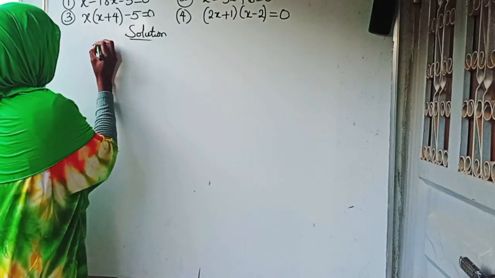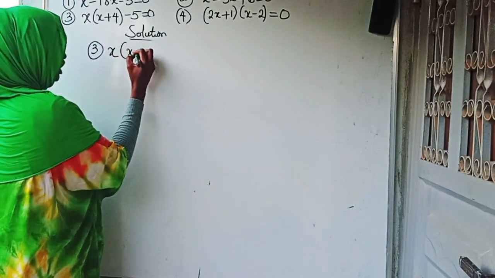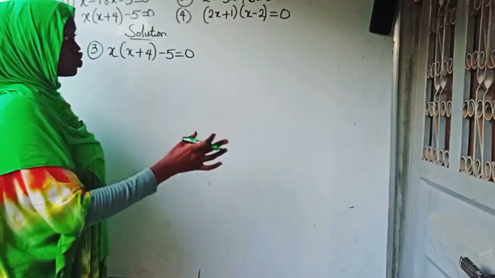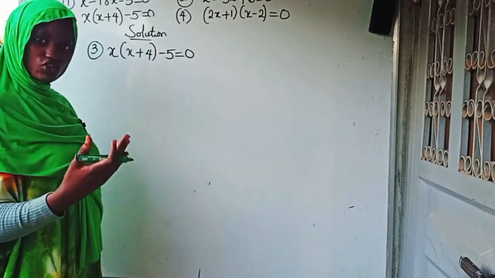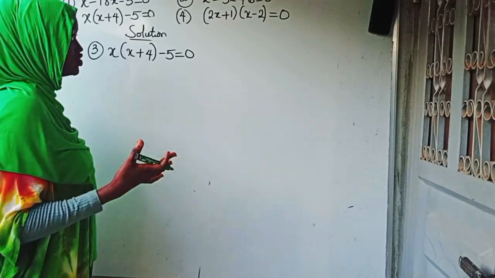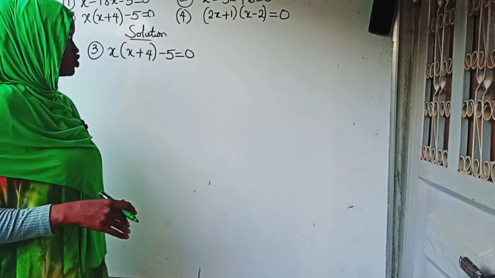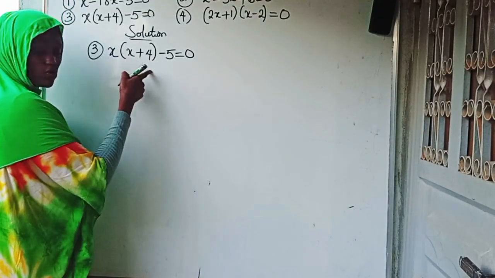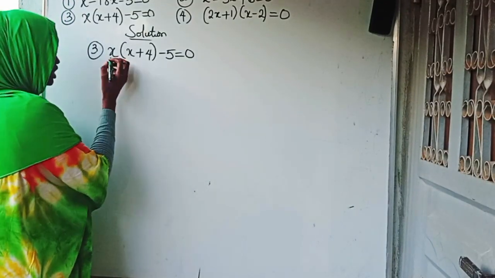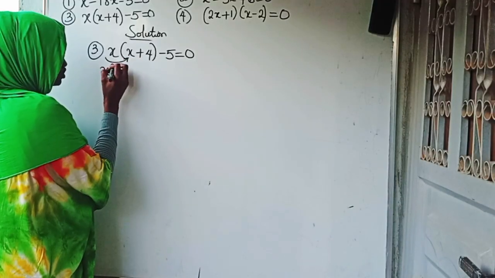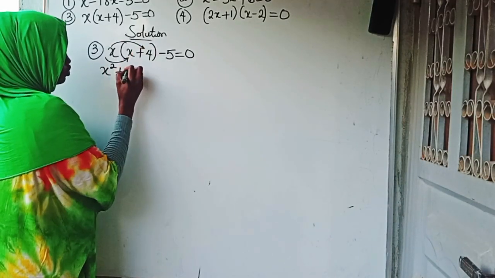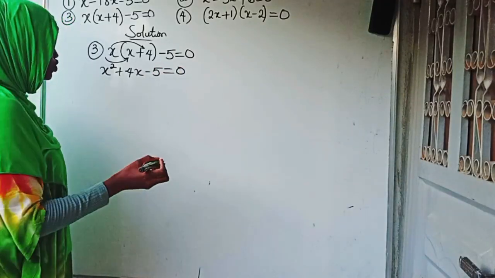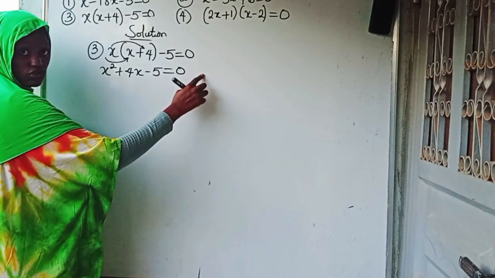The third one says we have x(x + 4) - 5 = 0. I decided to solve these four questions because these are some of the questions that you will likely find under the completing the square method. Any of these you find, you're able to tackle them. Now we're going to expand by removing the bracket. We have x times x is x², and x times 4 gives us plus 4x, minus 5 equals 0.